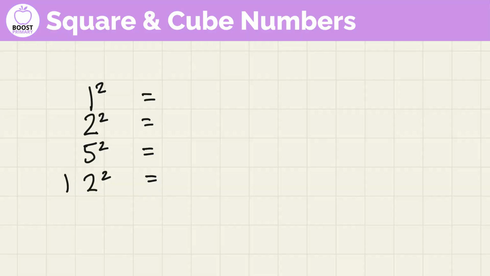Welcome to this video on square and cube numbers. Let's look at square numbers first. 1 squared means 1 times 1. The answer is 1. So 1 squared equals 1.